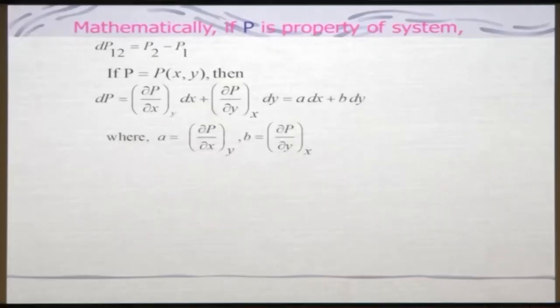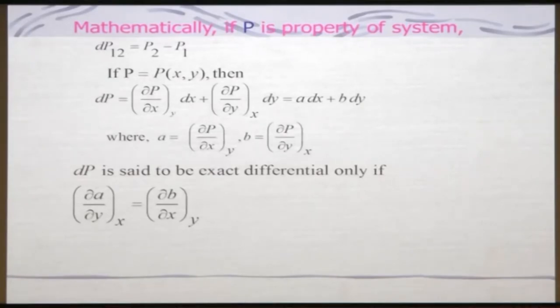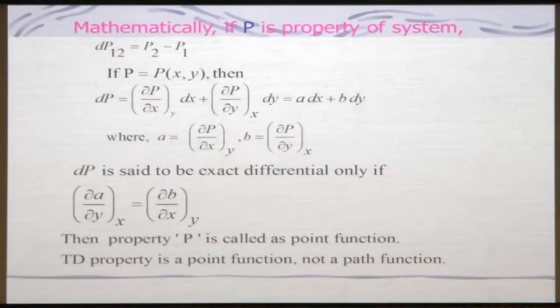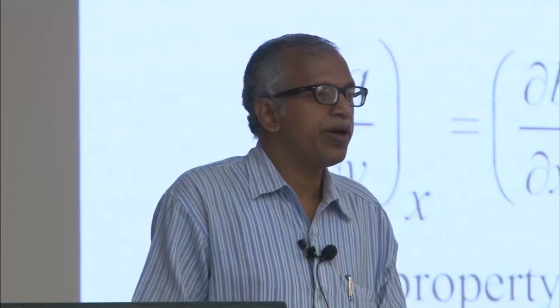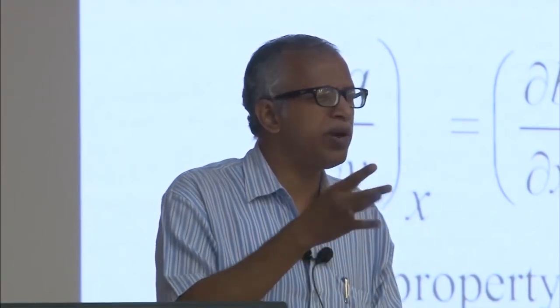Now I want to find out whether P as a property is an exact differential or not. What I have to do is use the condition that dP is said to be an exact differential only if dou A by dou y when x is constant is equal to dou B by dou x when y is constant. Then the property is called a point function, and a thermodynamic property is a point function, not a path function. It does not depend on the path. We will see in the next lecture how physically; mathematically we have told it, and we will stop over here. Thank you.